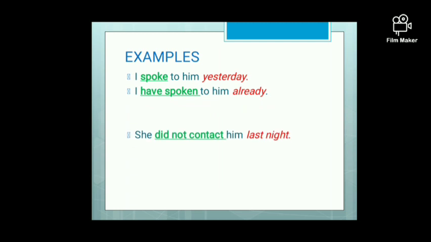Similarly, she did not contact him last night. She has not contacted him yet. Again, you have a specific time in the first sentence, last night. So we have used simple past tense in the negative form there, did not contact. Whereas in the second sentence, you have yet, which is not a specific time, and hence you have present perfect tense.